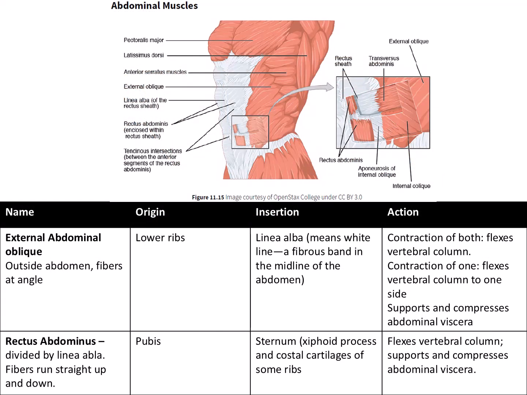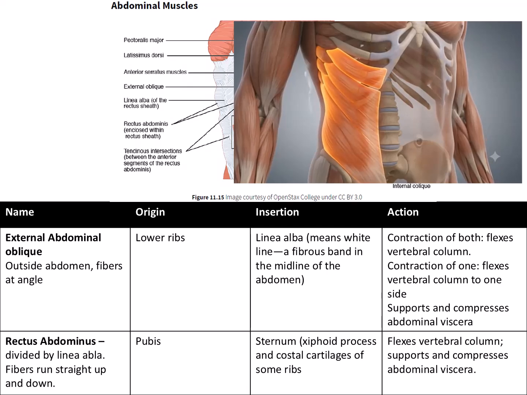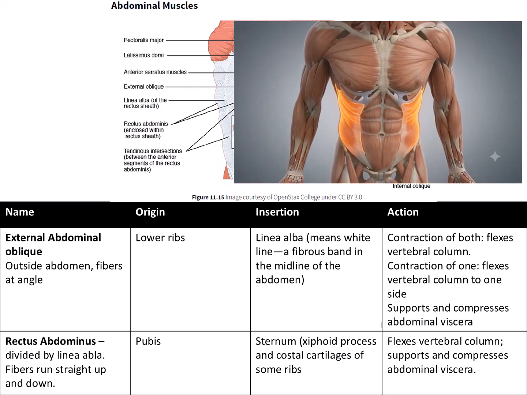The first one that we're going to discuss is the external abdominal oblique. Oblique means the fibers run at an angle, and external means that it's toward the surface of the abdomen. This muscle originates on the lower ribs and inserts on the linea alba. When both sides of this muscle contract at the same time, it flexes the vertebral column. If only one side is contracted, your abdomen will flex to move in the direction of muscle contraction.